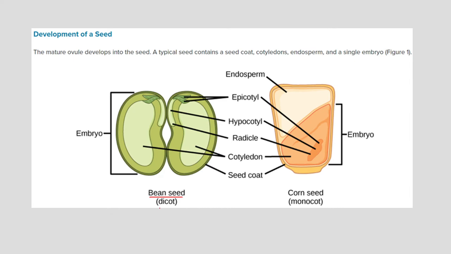We have here the bean seed to represent the dicotyledonous plant, with two cotyledons, 1 and 2. And we have the corn seed as the monocot plant, which means one cotyledon. That's this. Also, we have the embryo. Remember the embryo consists of the radicle, the bottom part here, which will develop to become the root, and the plumule, which eventually is going to develop to become the pucuk or the shoot. So this is the endosperm in the monocot plants. When we eat sweet corn, we are actually eating the endosperm, which is the food storing tissue.